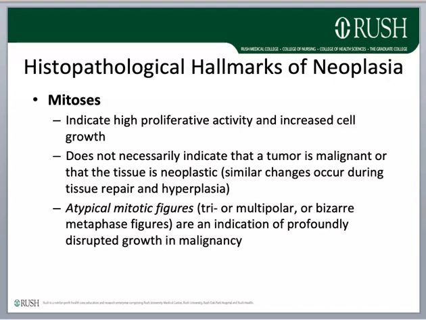But one thing that is distinctive about malignant neoplasia is the presence of atypical mitotic figures. So these are mitotic figures that may be tri- or multipolar, or have bizarre metaphase figures. And these are an indication of profoundly disrupted growth that you see in malignancy.